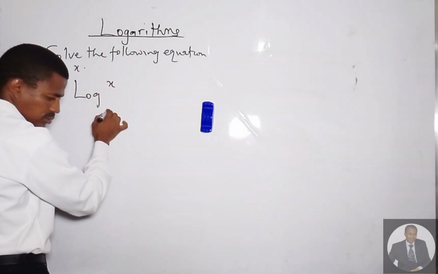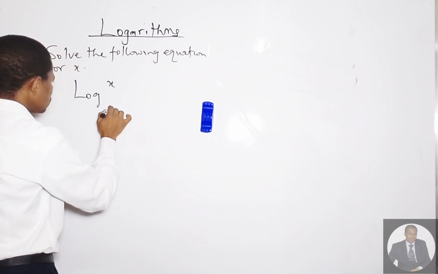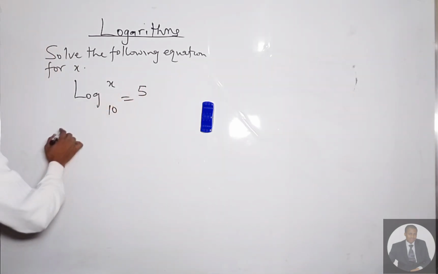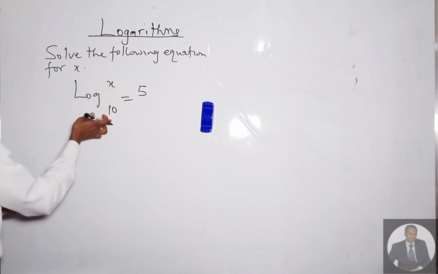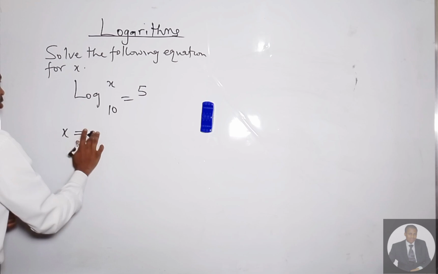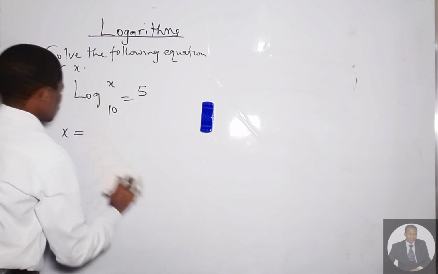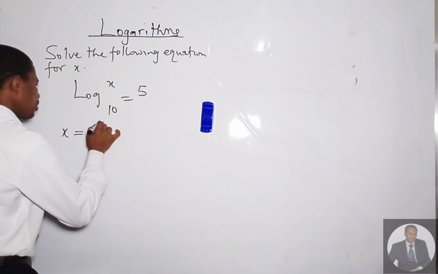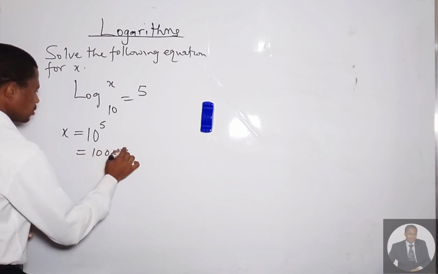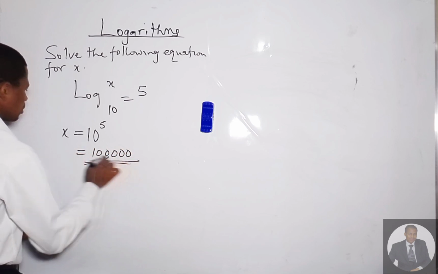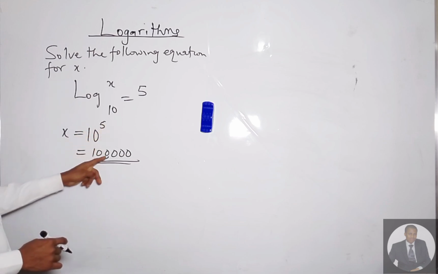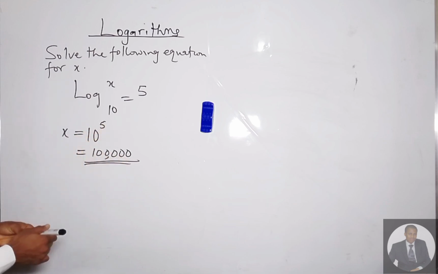Log x to the base of 10 equals 5. So in this question, log x to the base of 10 is 5. It means x equals 10 to the power of 5. That's 10 in 5 places: 1, 2, 3, 4, 5. That's 100,000.